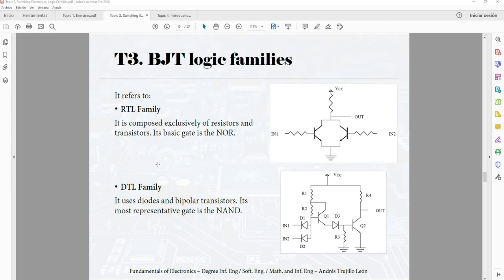We also saw an evolution of the previous family, that is the DTL family. The D comes from diodes, because this family incorporates diodes to the circuit. In this case we have an AND gate, and in this case we have a NOR gate. You can see that we have 2 inputs in the logic gate in both cases.